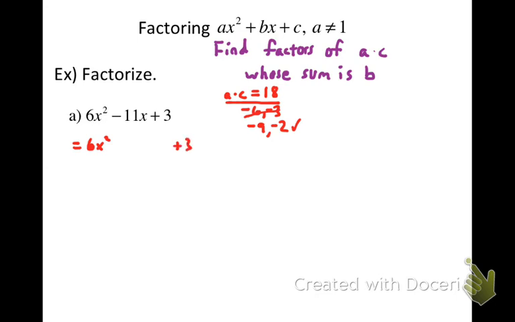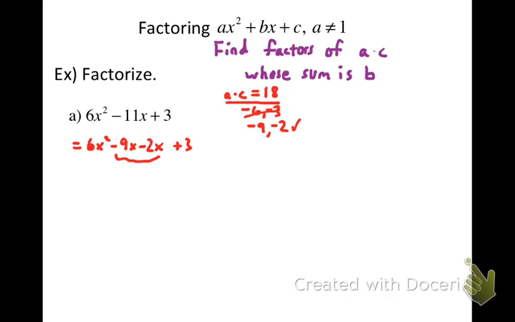But what I'm going to do is rewrite the middle term as 2 terms using these 2 factors that we found that added up to negative 11. Instead of writing that as negative 11x, I'm going to write it as minus 9x minus 2x. Okay, now you agree that negative 9x minus 2x is equal to negative 11x, don't you?